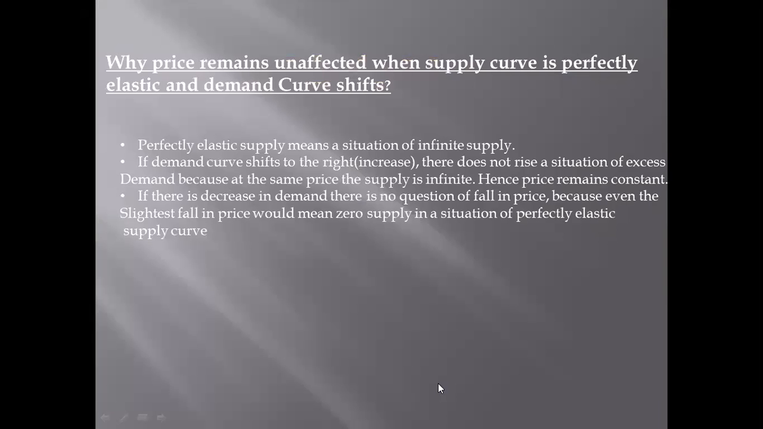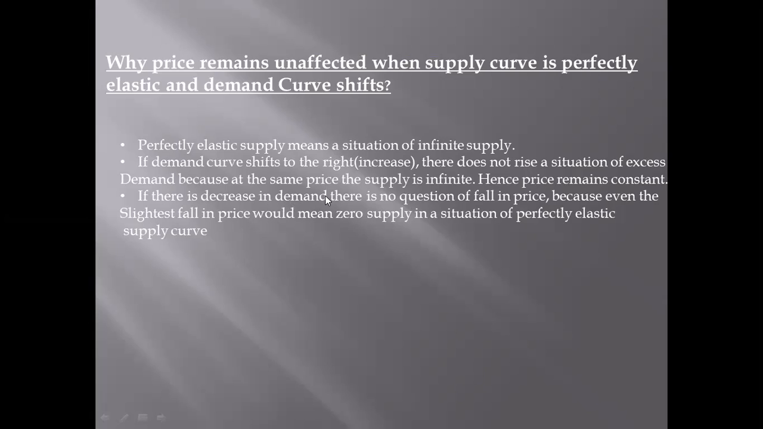Why does price remain unaffected when the supply curve is perfectly elastic and the demand curve shifts? Perfectly elastic supply means a situation of infinite supply. If the demand curve shifts to the right, there does not arise a situation of excess demand, because at the same price, the supply is infinite. So if the demand is shifting to the right, it does not mean there is excess demand, children, but it means that at the same price the supply is also increasing, the supply is also becoming infinite. So price remains constant.